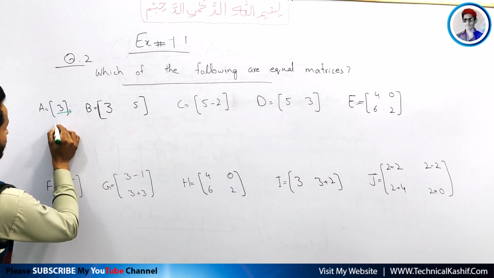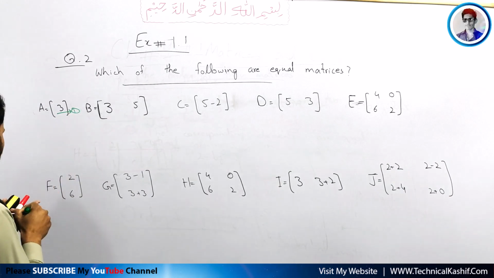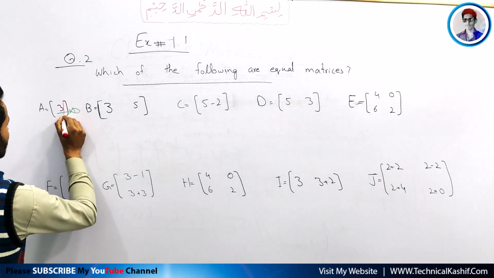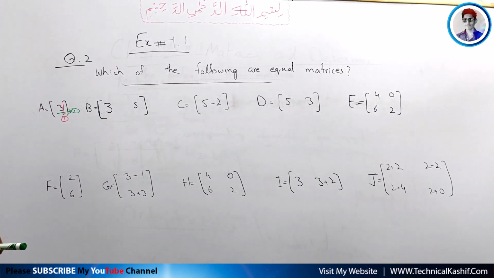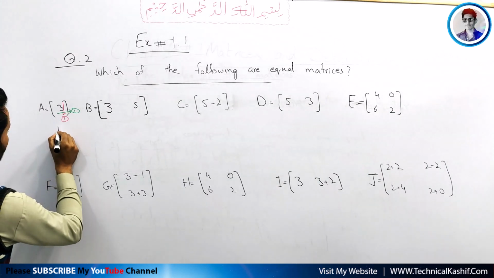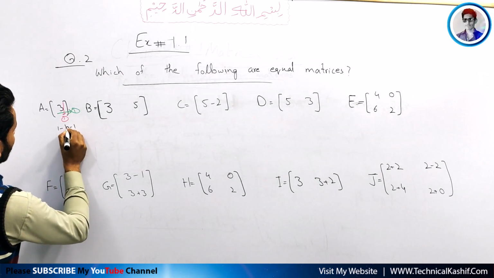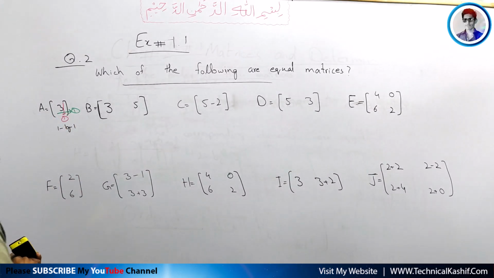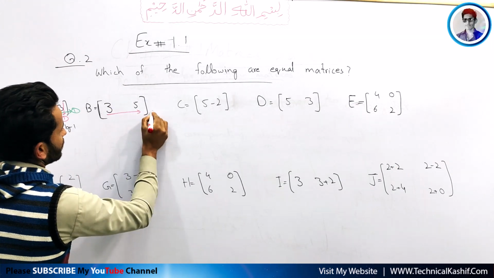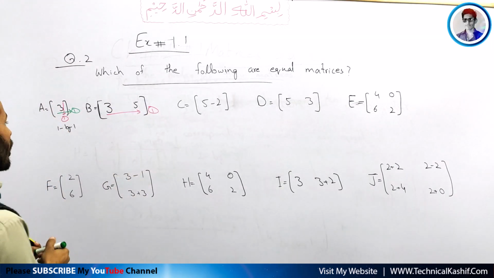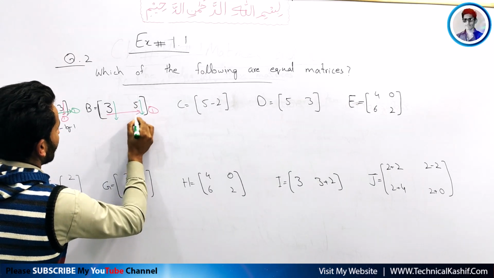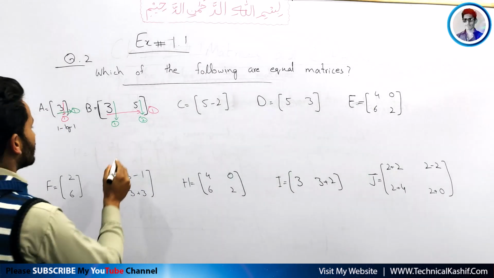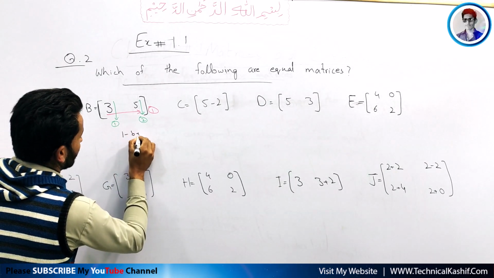Look at their rows: the number of rows is 1 and the number of columns is also 1. So the order of this matrix is 1 by 1. See the next one. The number of rows is 1 and the number of columns is 2. The order of this matrix is 1 by 2.